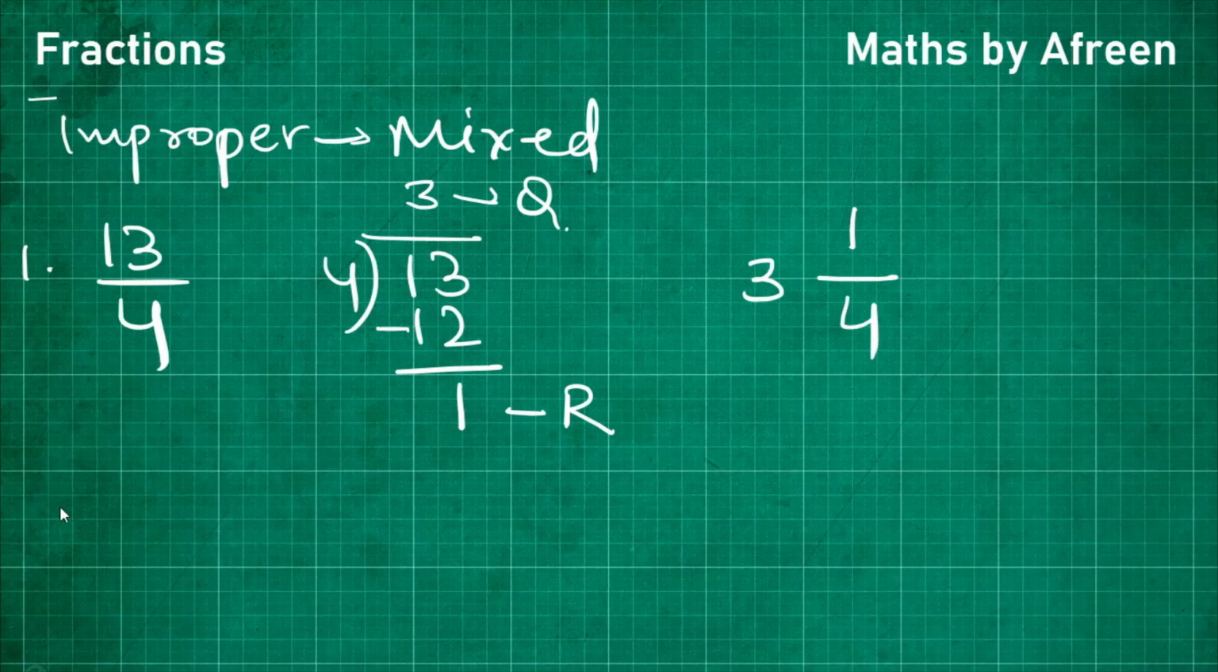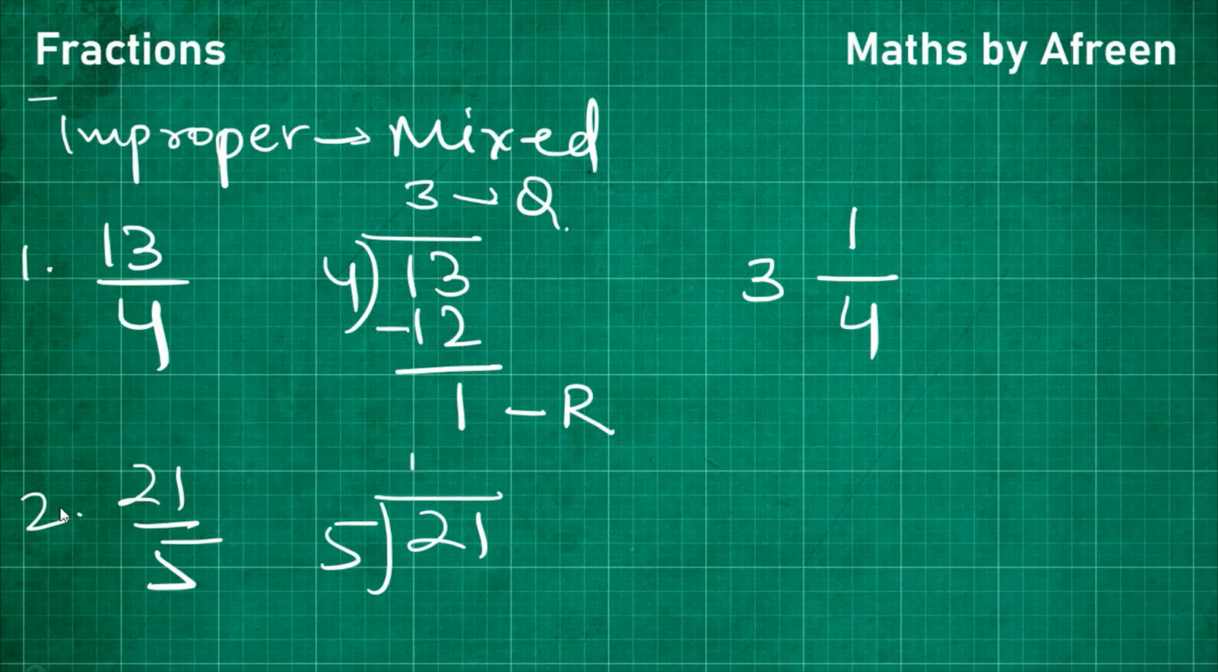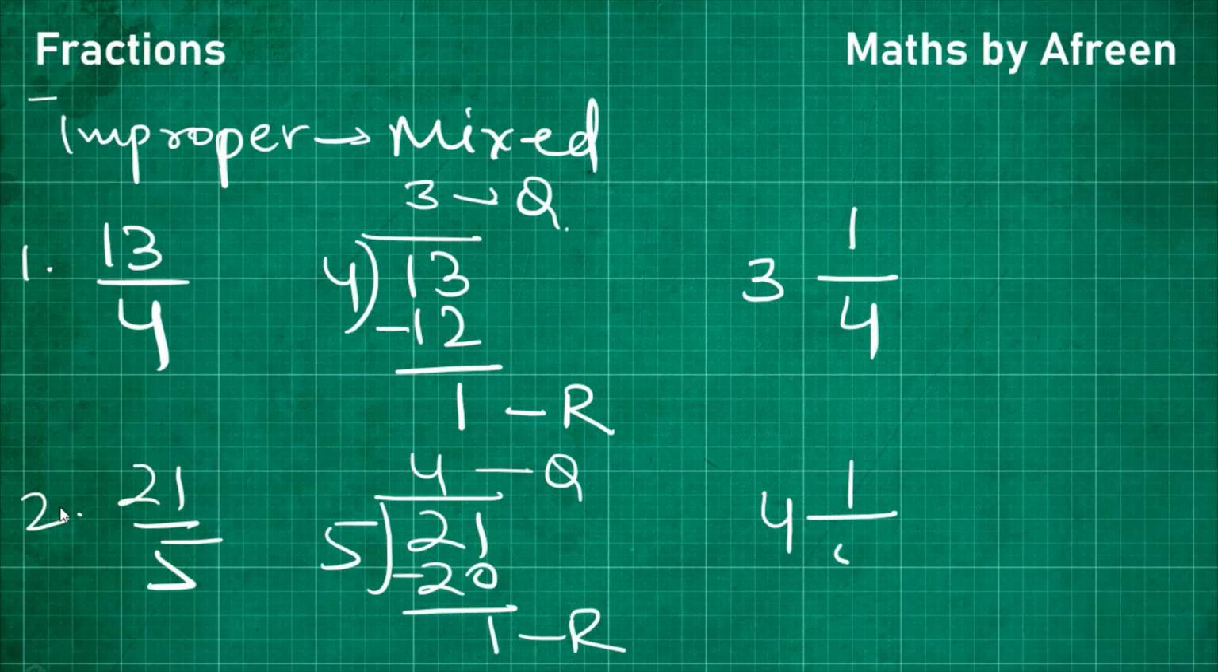Second question, 21 by 5. Here we will divide 21 by 5. 5 4s are 20. We will subtract this 20 from 21 and we will get 1 as the remainder and 4 as the quotient. Again we will write this quotient 4 as a whole, this remainder 1 as the numerator and the divisor 5 as the denominator.